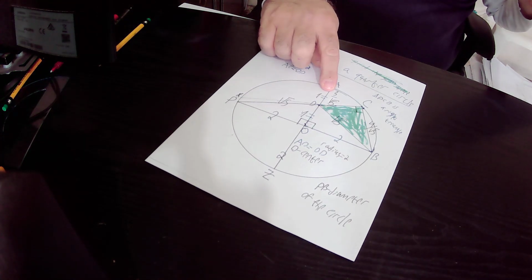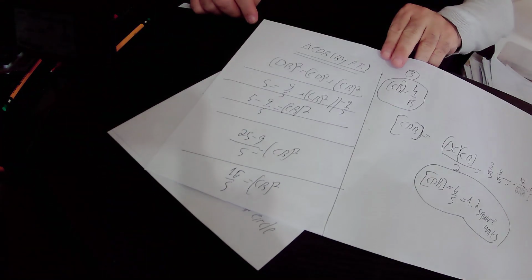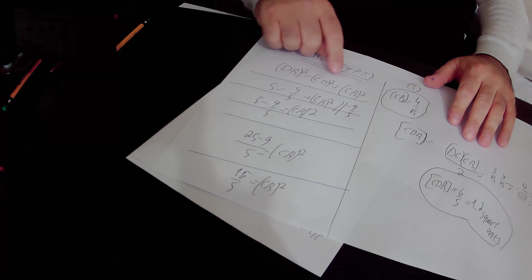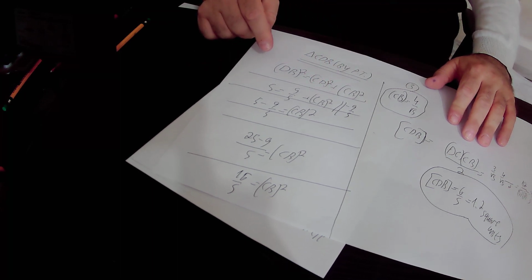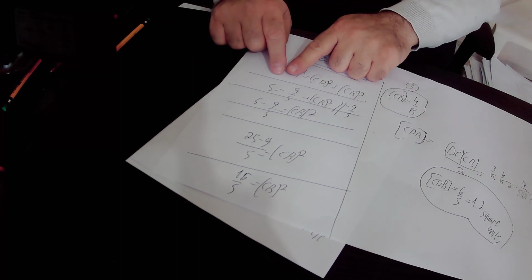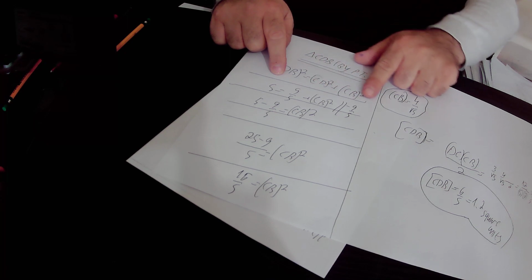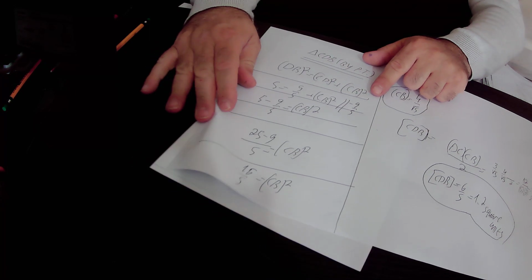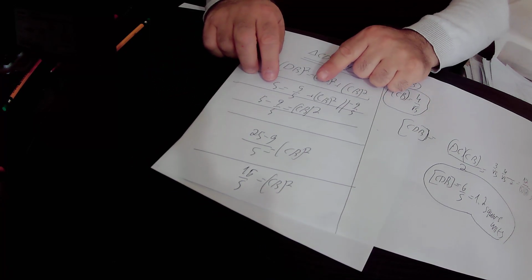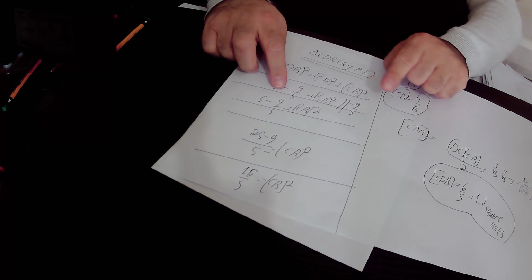CD equals 3 over the square root of 5. Therefore CD squared is 9 over 5. Plus CB squared, that is the missing side. So we found 5 equals 9/5 plus CB squared. We subtracted 9/5 from this equation and found that 5 minus 9/5 equals CB squared.